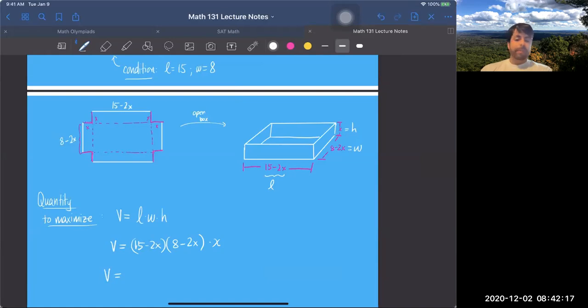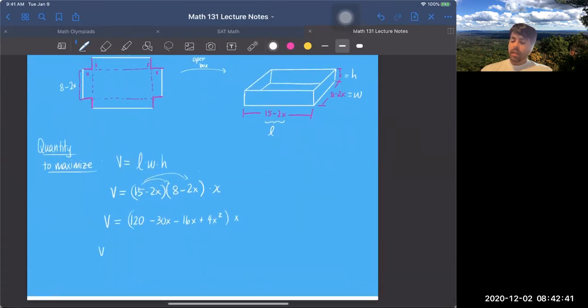So then what I would do is expand it. 15 times 8 is what? 120. So you FOIL this: 15 times 8 is 120, you get negative 30x, minus 16x, plus 4x squared. And I multiply this by x. And then I get 120x minus 46x squared plus 4x cubed.